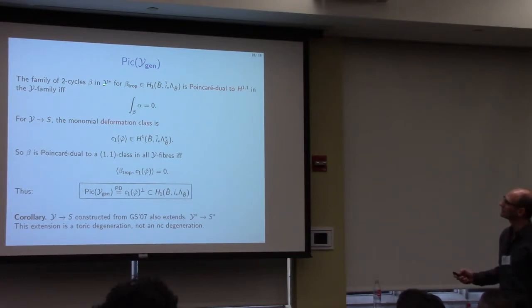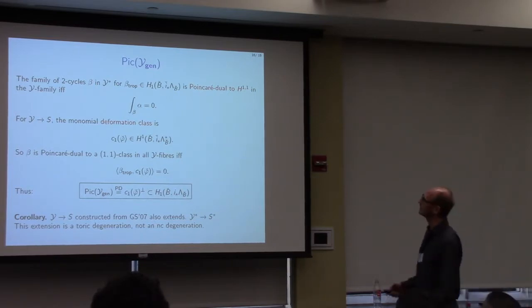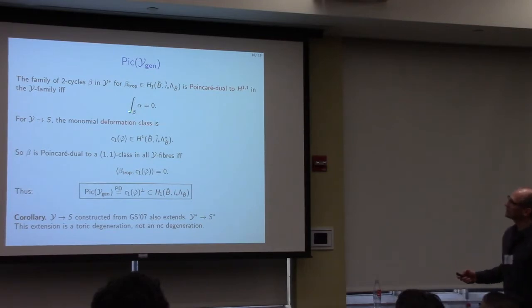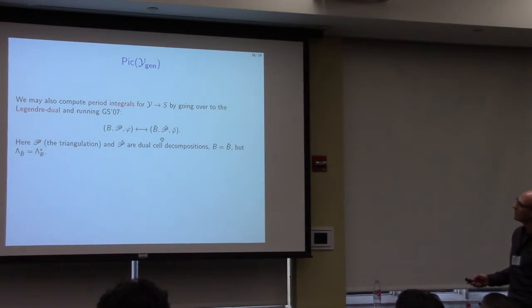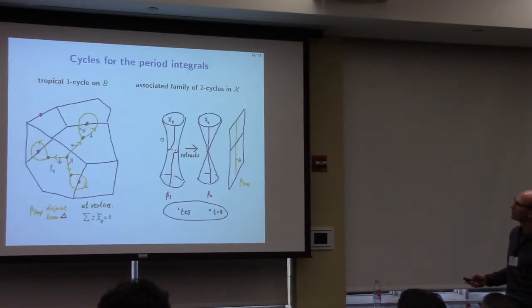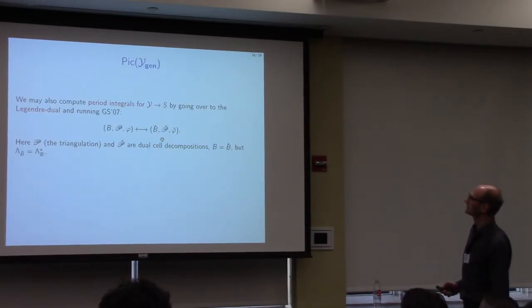So if you look at these cycles, and you know that this two-cycle check is Poincaré dual to a 1-1 class, and that will be the case if the period integral is zero. So this is something you can check entirely in affine geometry. Sorry, I missed that slide. I see. Right, so essentially I already told you.